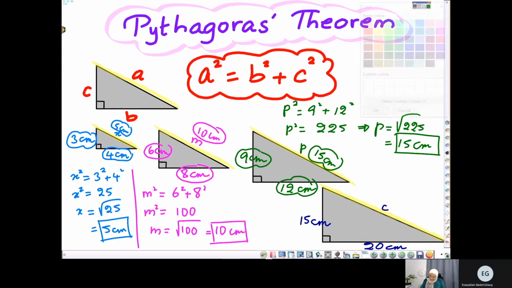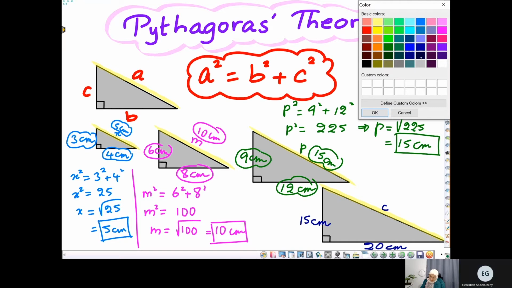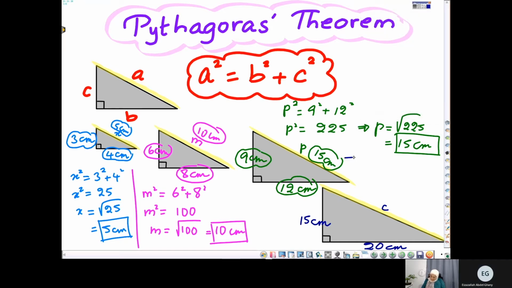So now the last one. C squared is equal to, this is the hypotenuse. Now I shaded all the hypotenuses; each hypotenuse in each triangle is highlighted. Okay, you can see it clearly. C squared is the sum of the squares of the two shorter sides, which is 15 squared plus 20 squared.